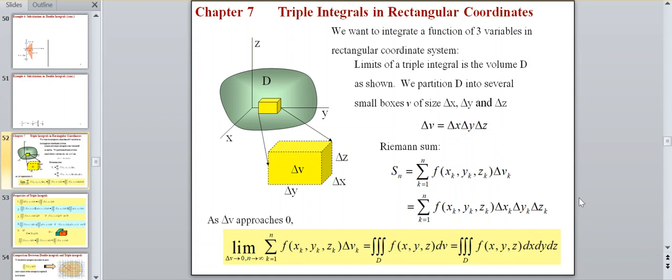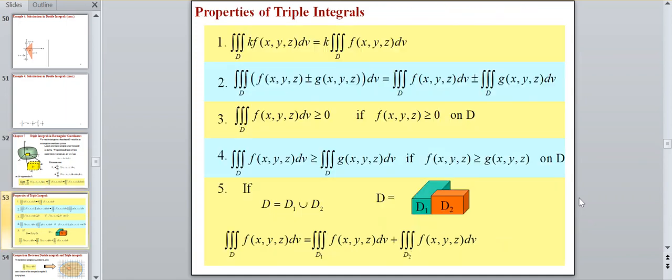Now, before we check some examples, look at these properties of triple integrals, which are very similar to the properties that we have for single integrals and double integrals. Okay, the first one, the integral of kf, k is a real scalar. This k can move out, equals k times the integral of f. Similarly, the integral of f plus or minus g equals the integral of f plus or minus the integral of g. It means the integral of a sum equals the sum of integrals.